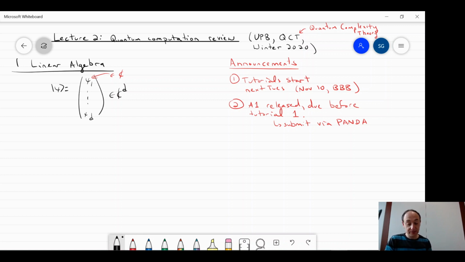And remember, we call this ket psi. That's what this notation here means. Okay, that's the Dirac notation. And complex numbers, remember, we always write them in 2 ways.